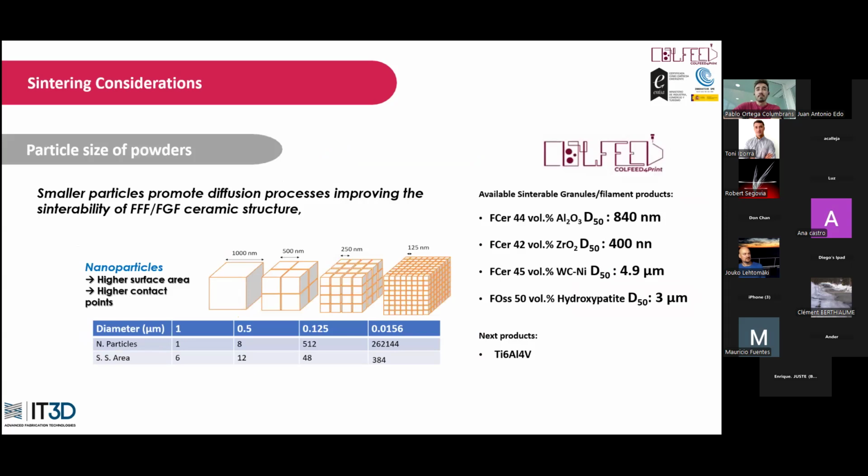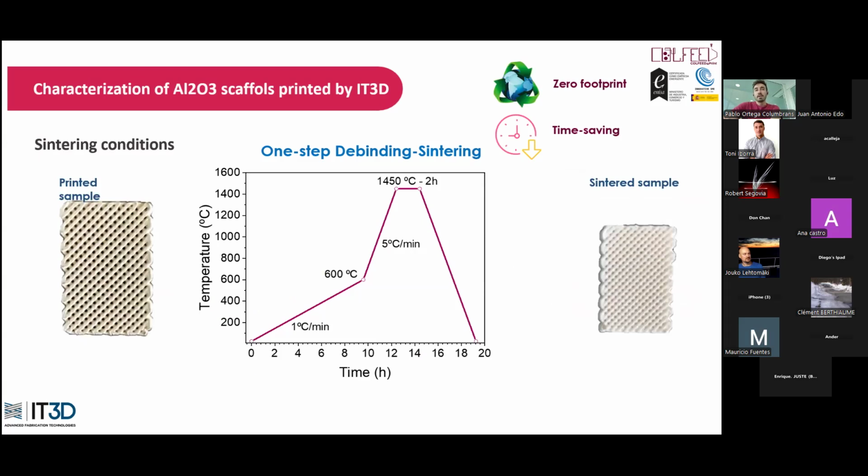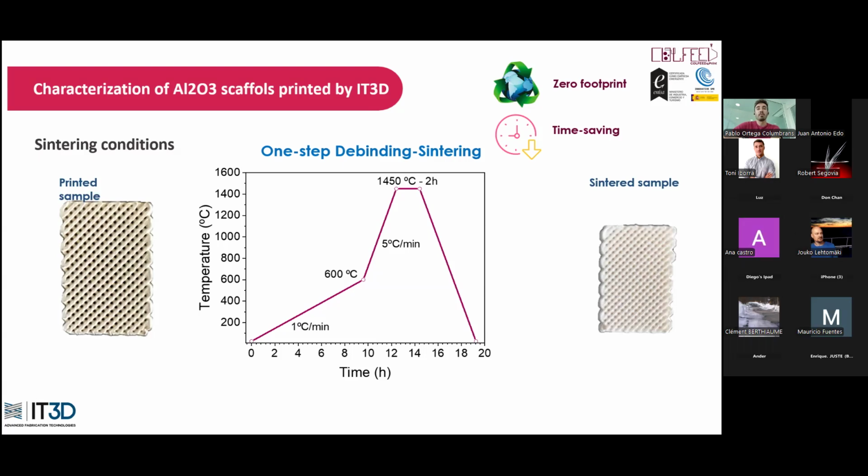And also in the sintering process, the size of the particles contributes significantly, as I told you. Since the smaller the particles are, the more surface area to generate necks and the lower the energy required for the formation of necks, reducing not only the sintering times but also the sintering temperatures. Here you have a scheme of one of our sintering processes, in which in less than 20 hours we're able to go from this green piece that we can show in the slide on the left to the sintered one on the right, obviously with a shrinkage of the sample.